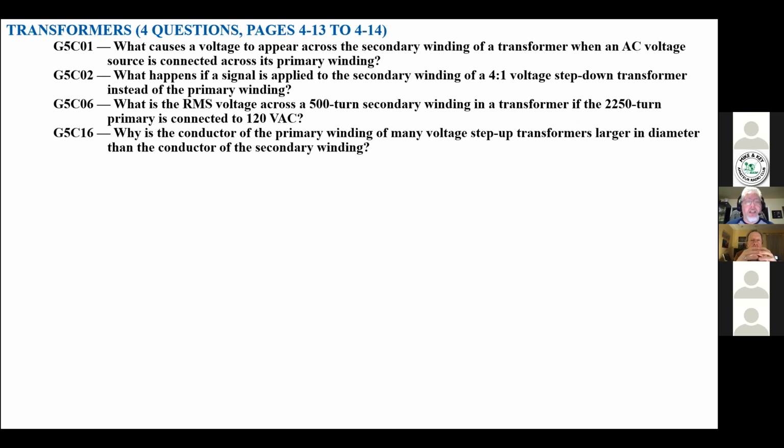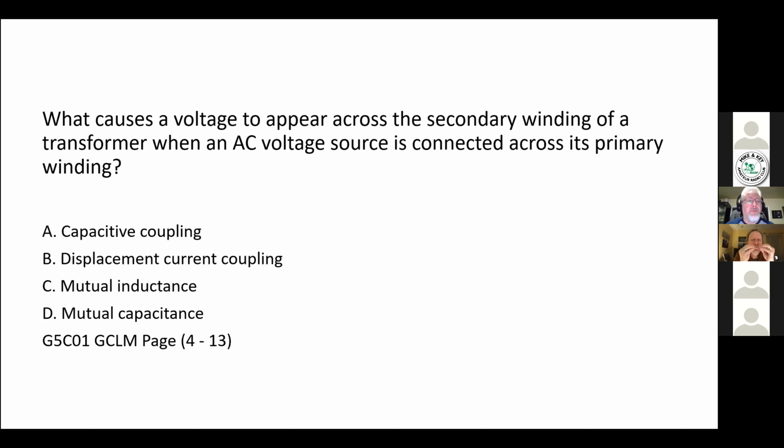Next section is on transformers, 4 questions. What causes a voltage to appear across the secondary winding of a transformer when an AC source is connected across its primary winding? A, capacitive coupling. B, displacement current coupling. C, mutual inductance. Or D, mutual capacitance. Charlie. Mutual inductance. Charlie, correct.